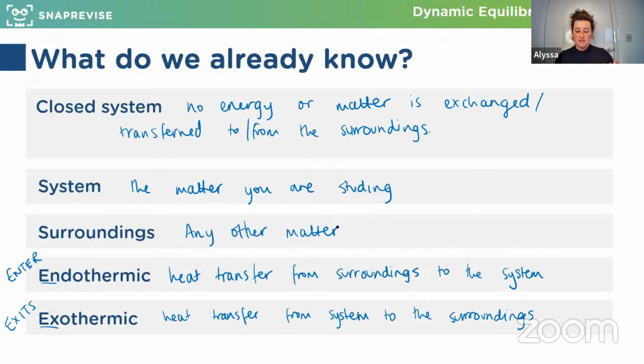So the system is the matter you're studying. Oops, I can't spell studying. Studying. And the surroundings is anything else, everything else around it. Really nice, those of you that said that, lots of you did.